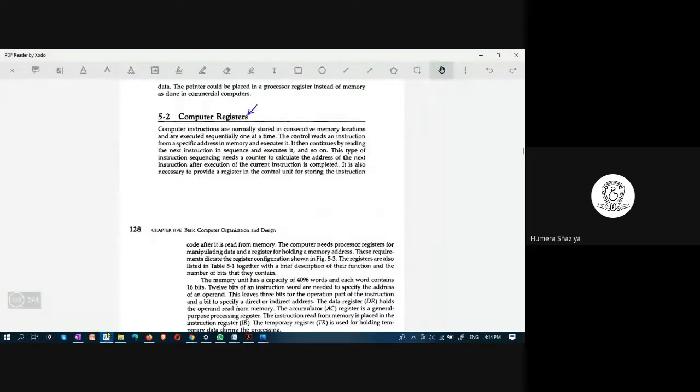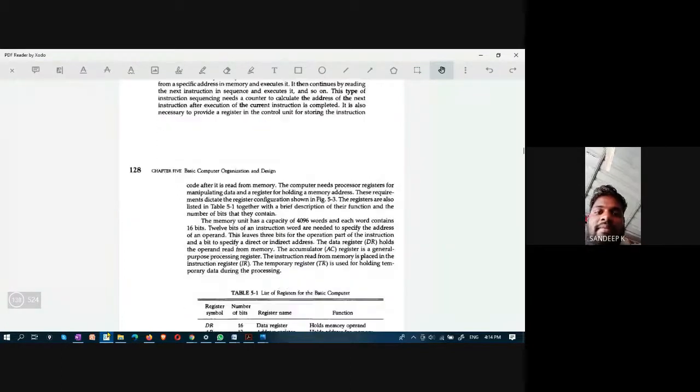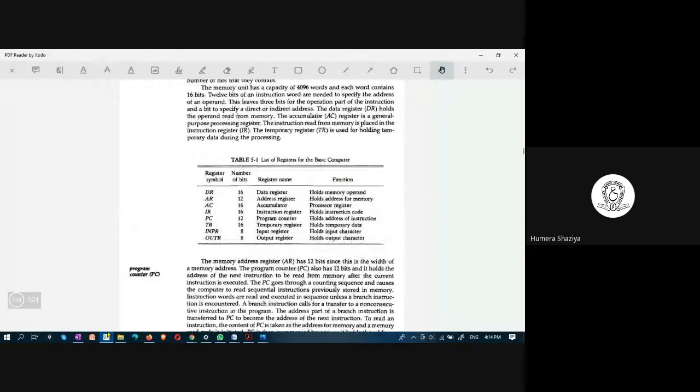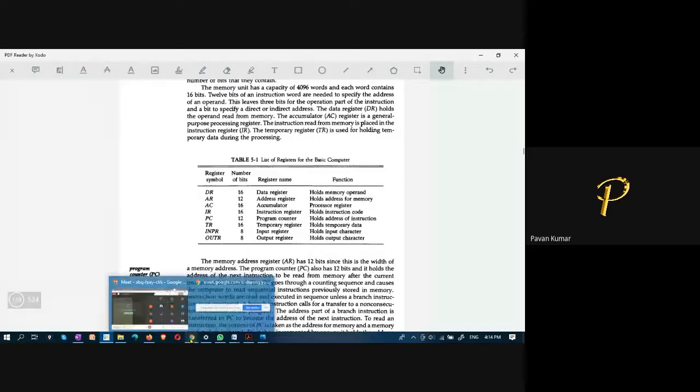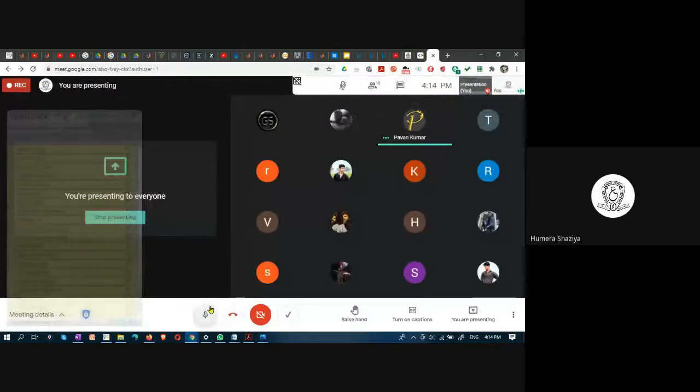We will learn different registers in the processor now. Can anyone tell me what registers we have already learned? What are the registers that we have already learned? Tell me the names. Address register and instruction register. Very good. Program counter, ma'am. Very good.